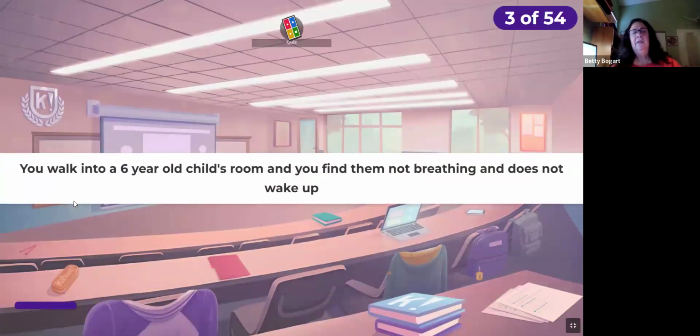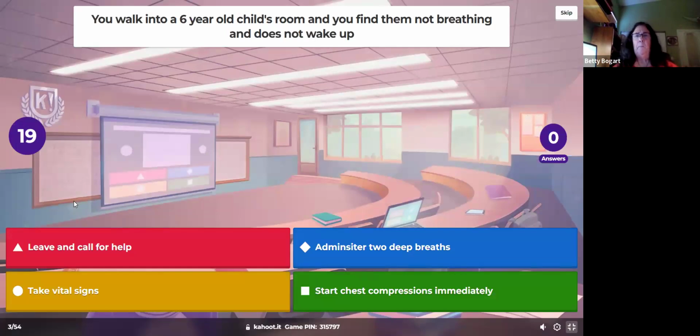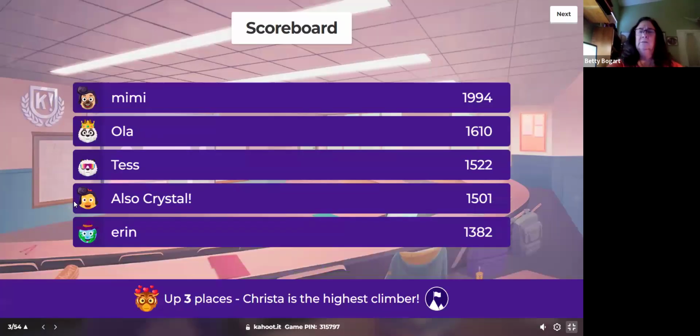Don't worry. You walk into a 6-year-old child's room and you find them not breathing and they don't wake up. What are you going to do? Again, I told you, you're going to see CPR some way, somehow. Start chest compressions immediately, give rescue breaths, and then you call, right? You have to do one round first and then call. So again, always review CPR. You're always going to get a question, whether it's choking or CPR.